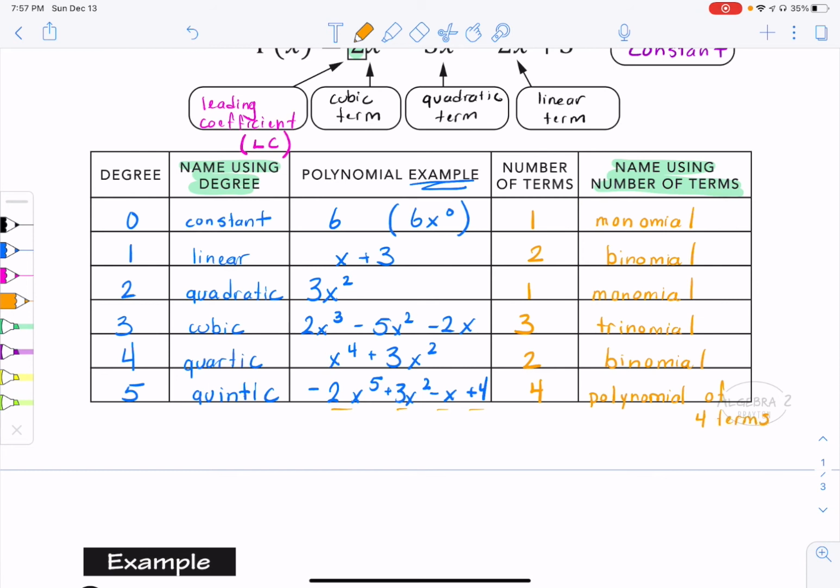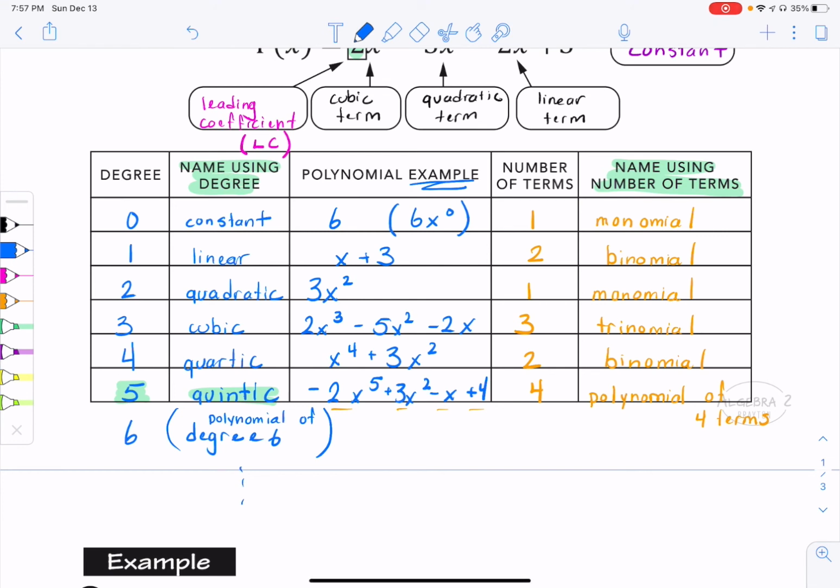So we have monomial, binomial, trinomial, polynomial of 4 terms, polynomial of 5 terms, polynomial of 6 terms, and so on. Also, 5 is the largest degree that has a specific name. So any degree larger than 5, such as 6, we would say the name using the degree is a polynomial. I should write out the whole thing. Polynomial of degree 6. Okay, and that would continue for any degree after that.